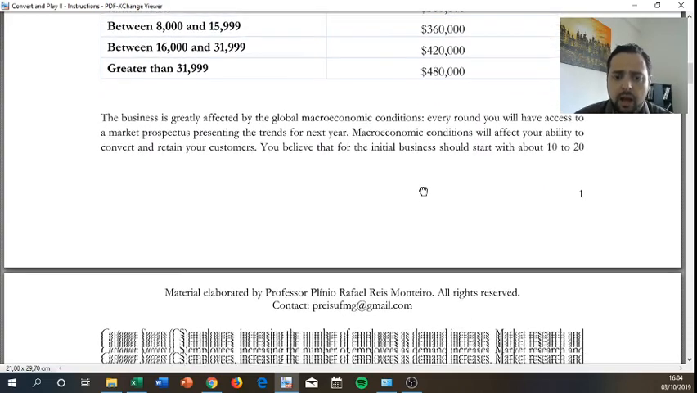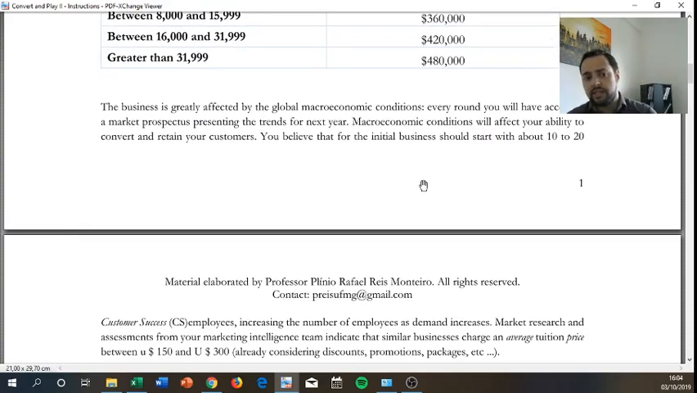You also need to understand that in the simulation, each round will represent 1 year of operations, and we expect to have 10 rounds of the simulation. So this means that you are going to operate for 10 years. And in 10 years, many things can happen. Also, as you can see, macroeconomic conditions could adversely affect your performance.